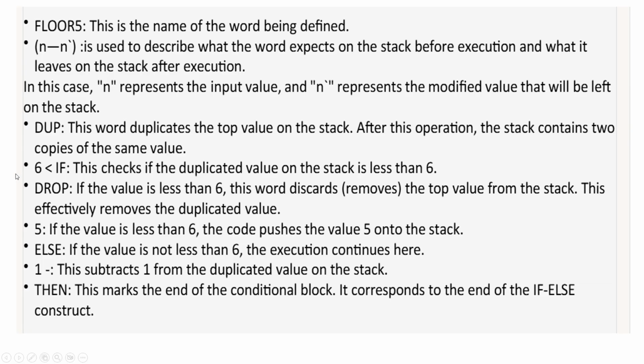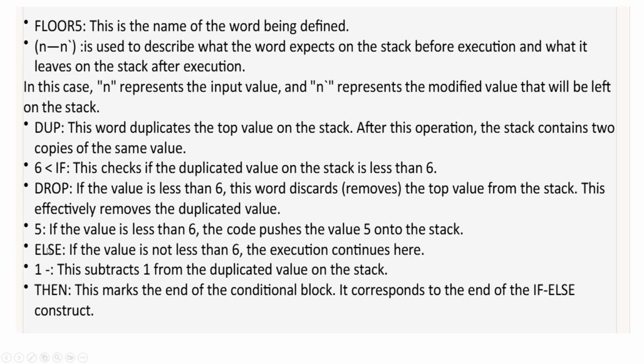Then we saw 6 less than if. This is a check to see whether the duplicated value on the stack is less than 6. We saw another keyword, drop. If the value is less than 6, then this word discards the top value from the stack, which effectively removes the duplicated value. Then we saw 5, another number. If the value is less than 6, then the code pushes the value 5 onto the stack.